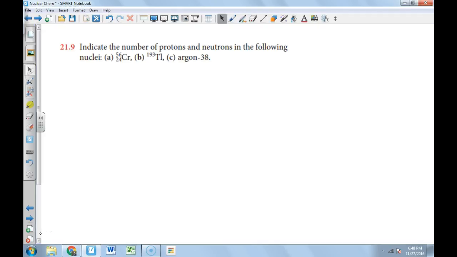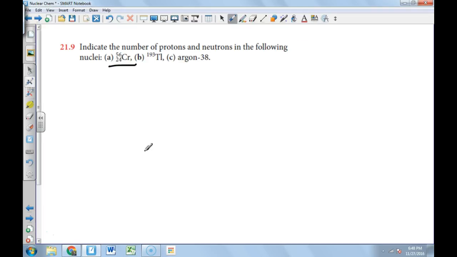Hey everybody, let's spend a little bit of time looking at question 21.9 in Brown, LeMay, Burston. This is a seemingly straightforward question, but it never hurts to go over some of the more straightforward questions. And so here for part A, if I can get that down.